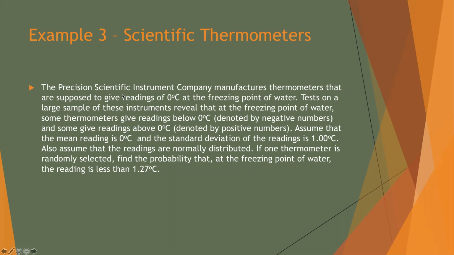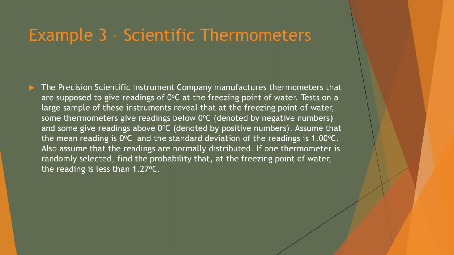Example 3 here: Precision Scientific Instruments Company manufactures thermometers that are supposed to give readings of 0 degrees Celsius at the freezing point of water, right? So basically they're dialed in at 0. Tests on a large sample of these instruments reveal that at the freezing point of water, some thermometers give readings above or below 0 degrees. Assume that the mean reading is 0 degrees Celsius and the standard deviation is 1 degree Celsius. Also assume that the readings are normally distributed. Wow, this sounds like it's fitting all the criteria for the standard normal distribution if we wanted to use that.